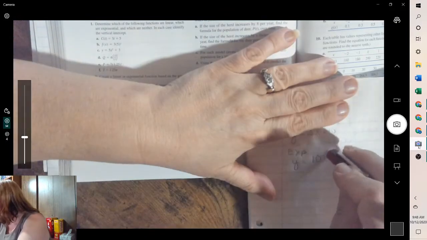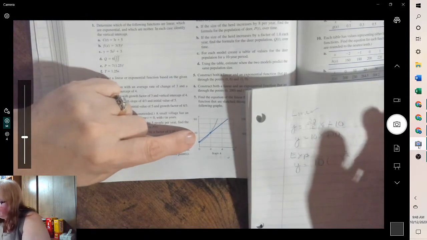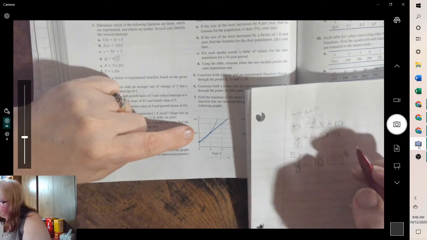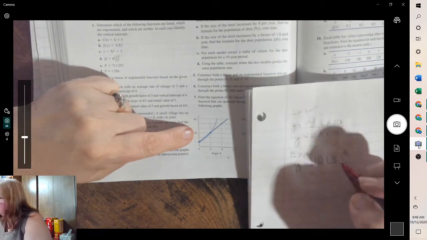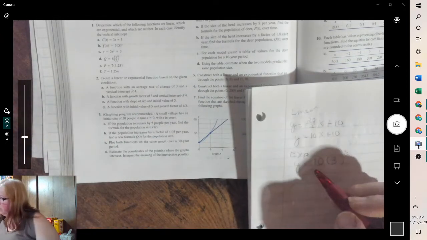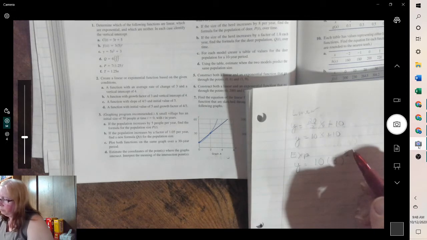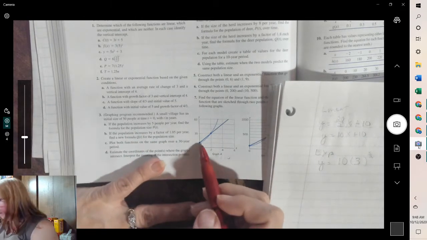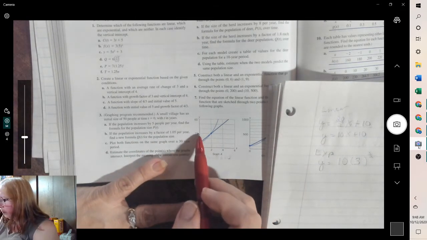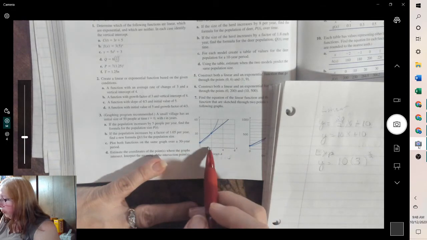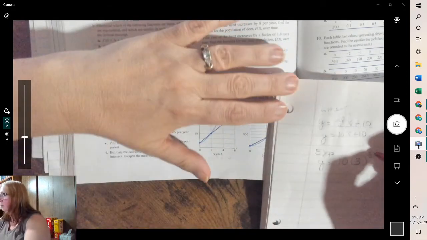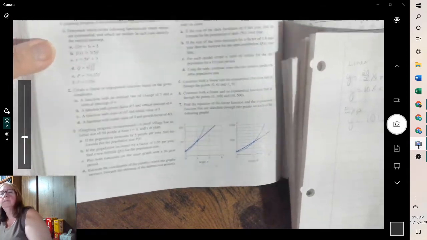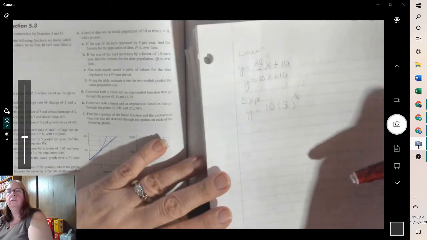I don't think that's right. I think it's double, triple. Because it's going from 10 to 30 in 2. So from here, we went from 10 to 30. We tripled it in 2. So we put x over 2. Let's try the next one.